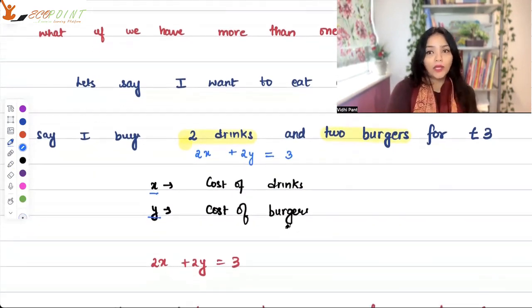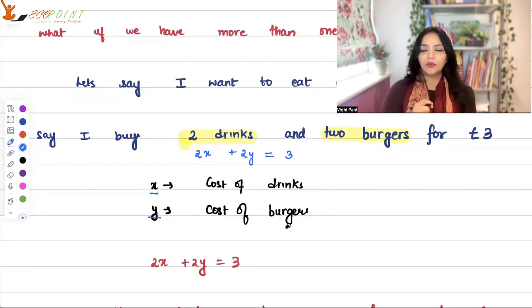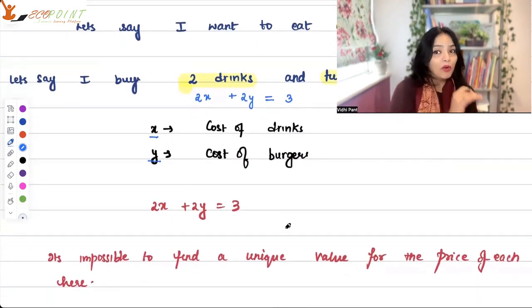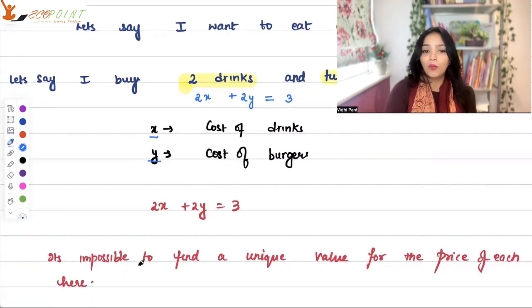Now, I just had one piece of information. With this one piece of information, I can write it down as an equation, but I do not have any one particular solution to this. I will not be able to tell you that the drink was this much and the burger was this much. Per se, I know about it, but if you are trying to calculate, you would not get to know. It's impossible for us to find a unique value for the price of each commodity here.